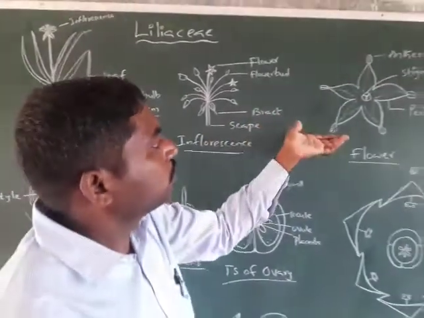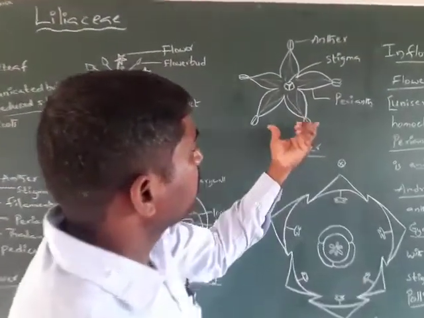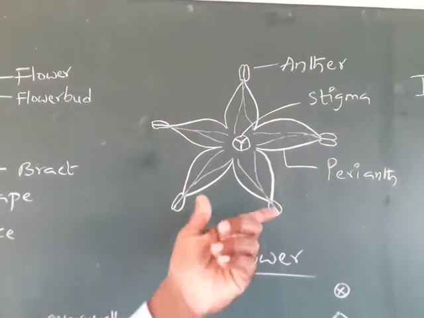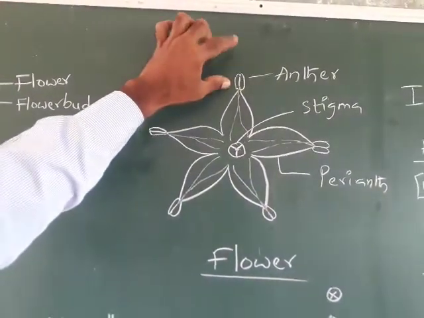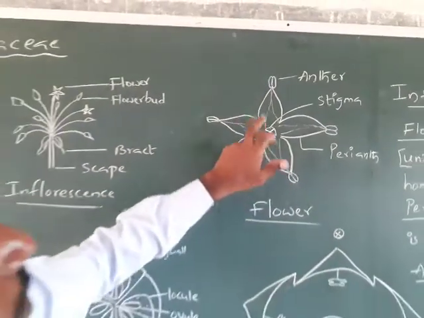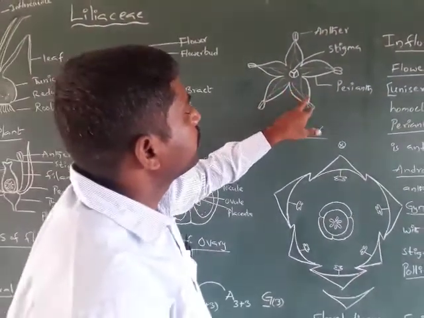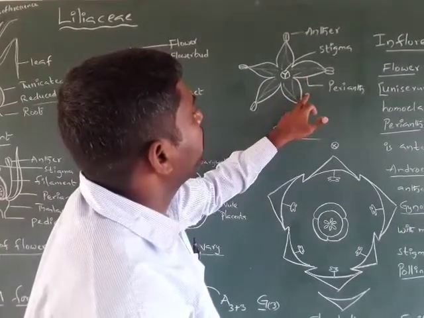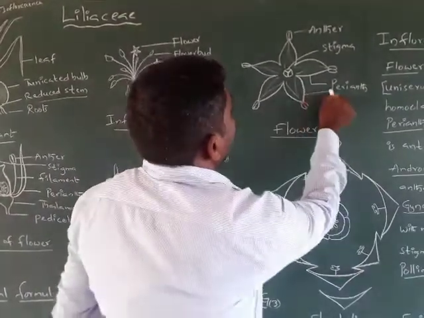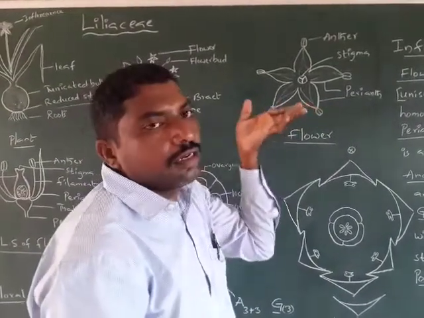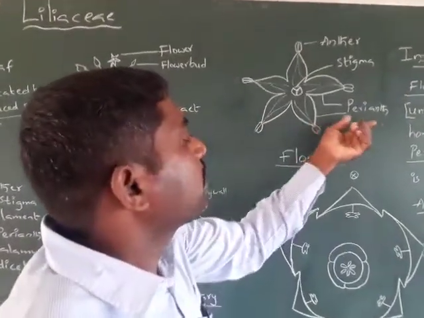And see the geometry here. Here it is the flower of a Liliaceae family member. Here this is the anther and the stigma, in which the stigma is present in the center position. And here these are the perianth. It's not separated into the calyx and corolla. Here it is the perianth.